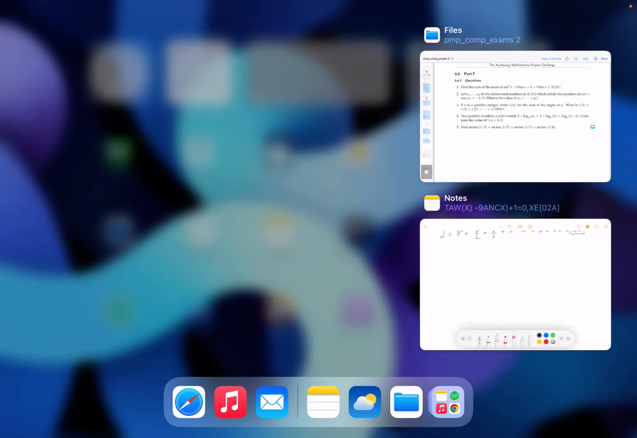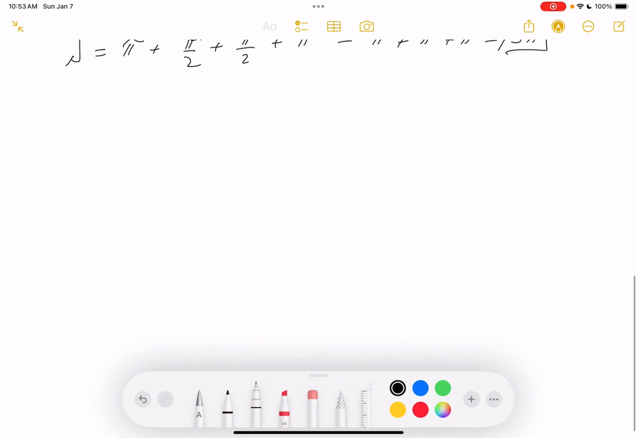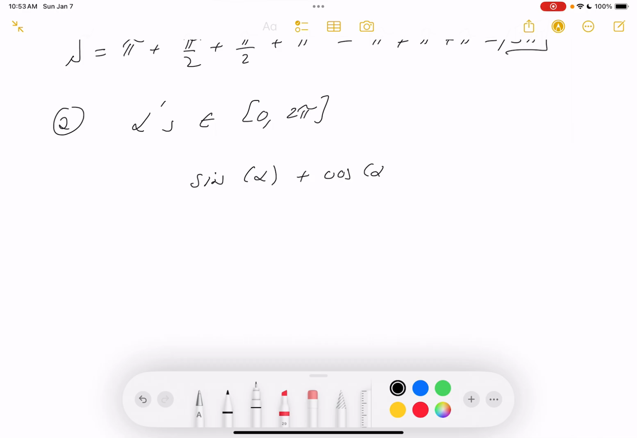So let's go to the whiteboard. This is number 2. And I got to go back and read the question again. And what they have here is these alphas, and these alphas are in the interval between 0 and 2 pi. They tell me that these alphas are a solution to an equation, by the way. And that equation is sine alpha plus cosine alpha equals minus 1/3.